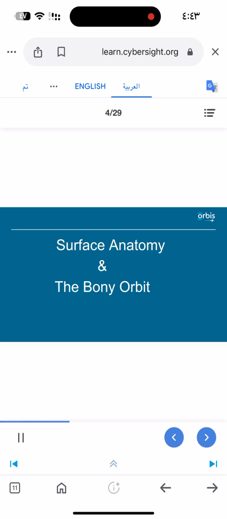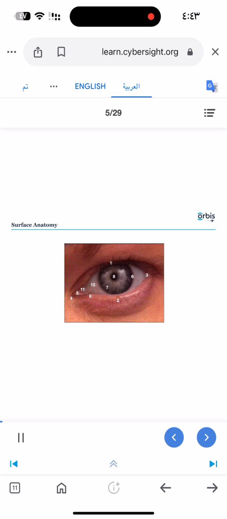First, we will look at the surface anatomy of the eye and then talk about the bony orbit. Being able to describe the surface landmarks of the eye is essential. The space between 1 and 2 is called the palpebral fissure. In simple terms, it is the opening between the eyelids. In adult humans, this measures about 10 millimeters vertically and 30 millimeters horizontally.